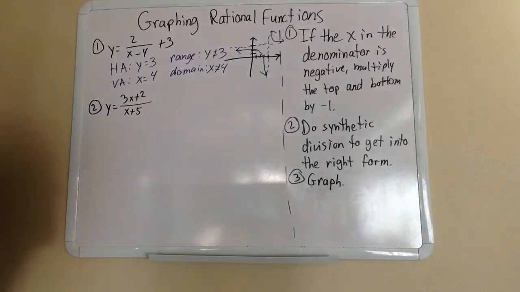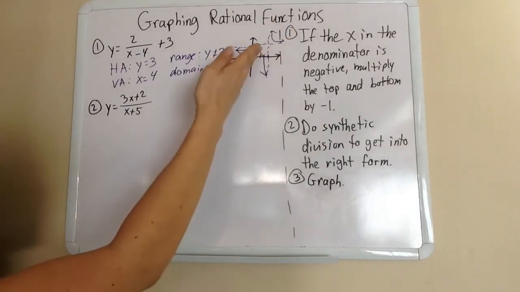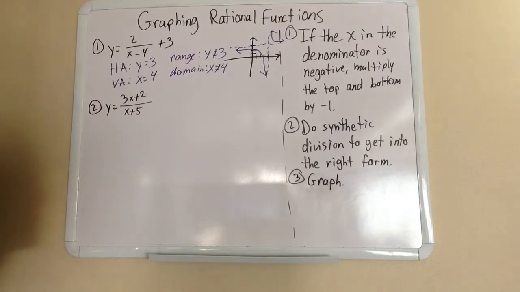So if it's positive, it will be like that. If it's negative, though, it's going to flip. So this part will flip downward, and this part here will flip upward. So it'll be in the opposite corners there.